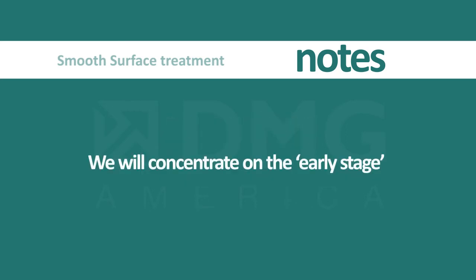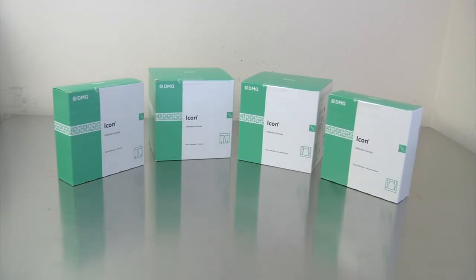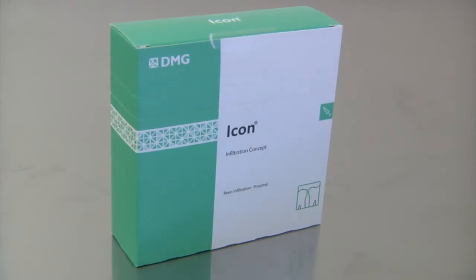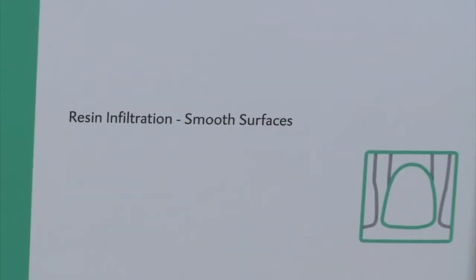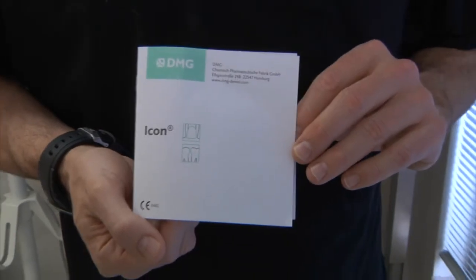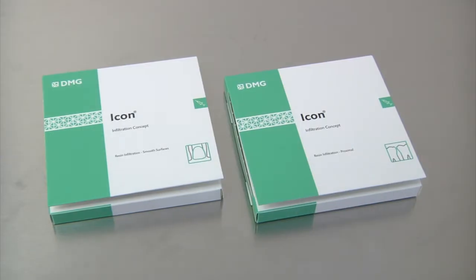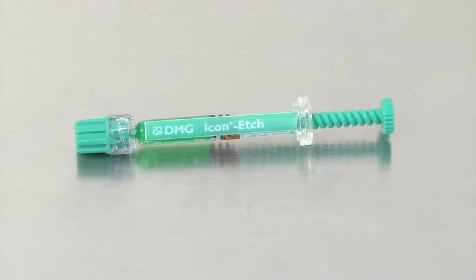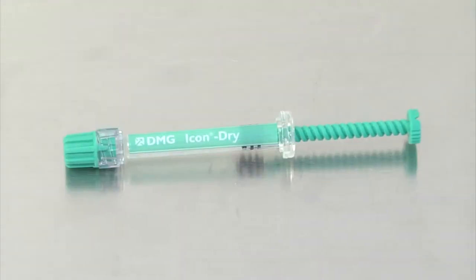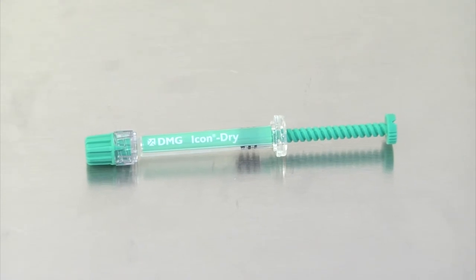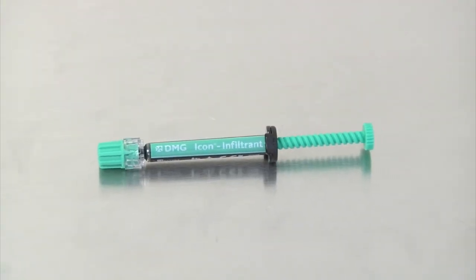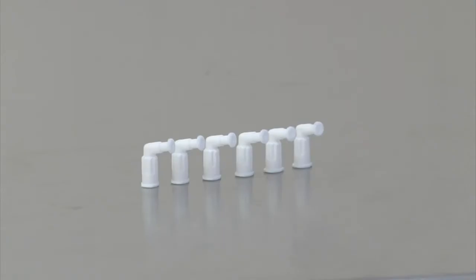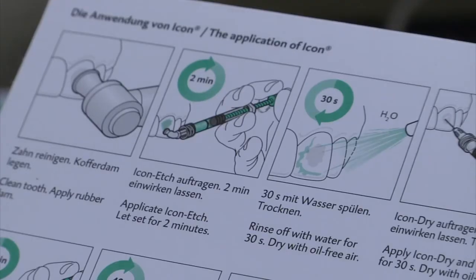for this evaluation. Before we proceed further, let's review the components of the Icon Smooth Surface Kit you have received. The Icon Smooth Surface Mini Kit contains the following: a complete set of instructions for use, 2 patient packs, each including 1 syringe of Icon Etch, 1 syringe of Icon Dry, 1 syringe of Icon Infiltrant, 6 smooth surface tips. You will note that a second set of basic instructions for use is printed just beneath the cover of the kit for easy reference.